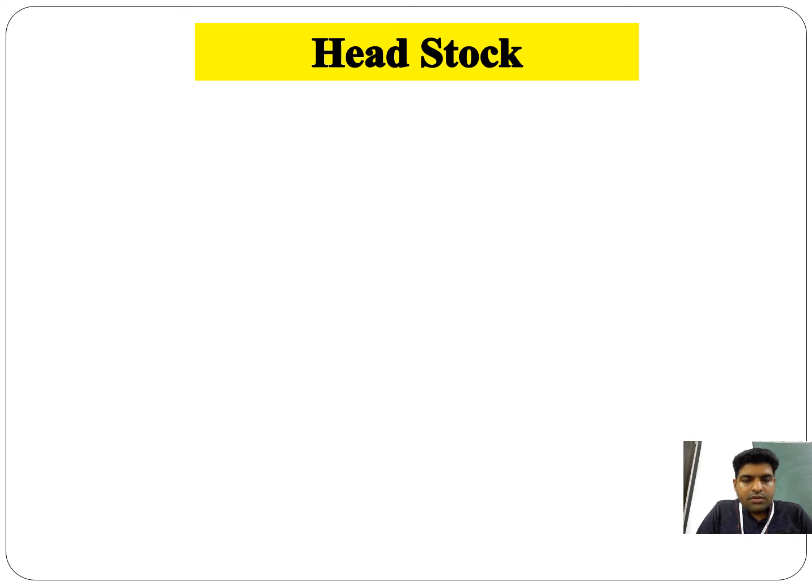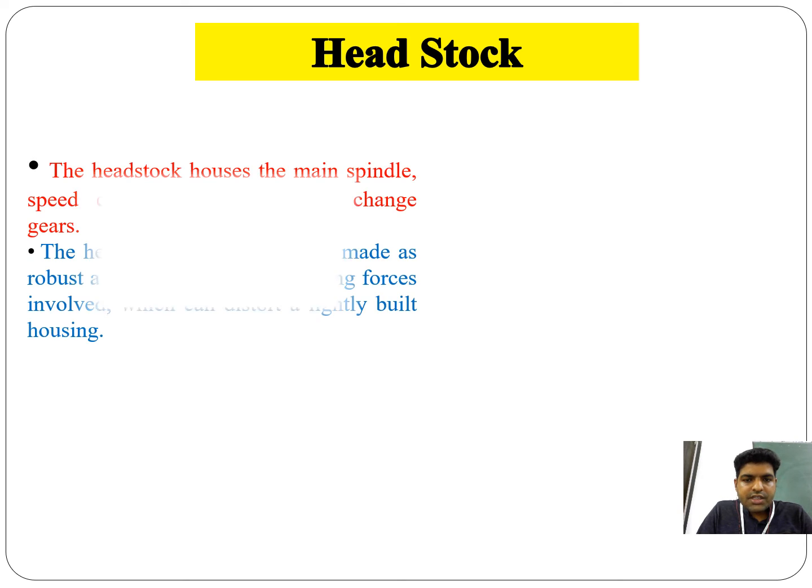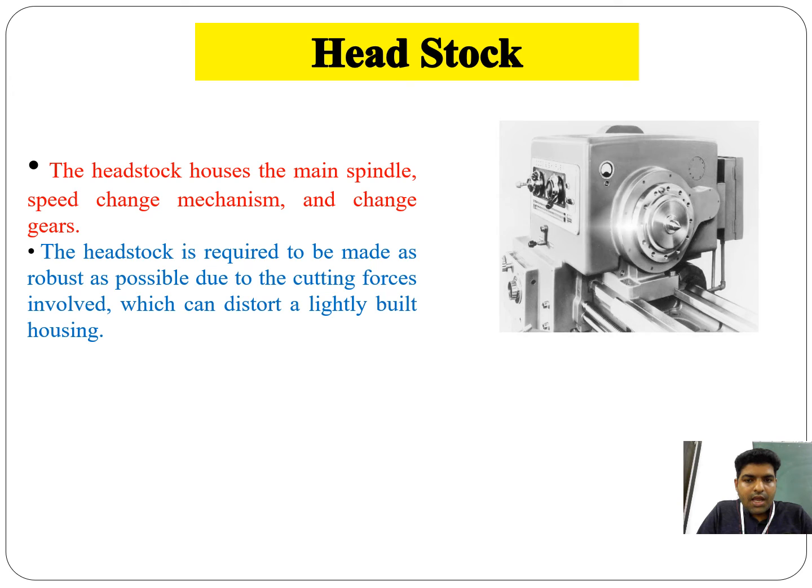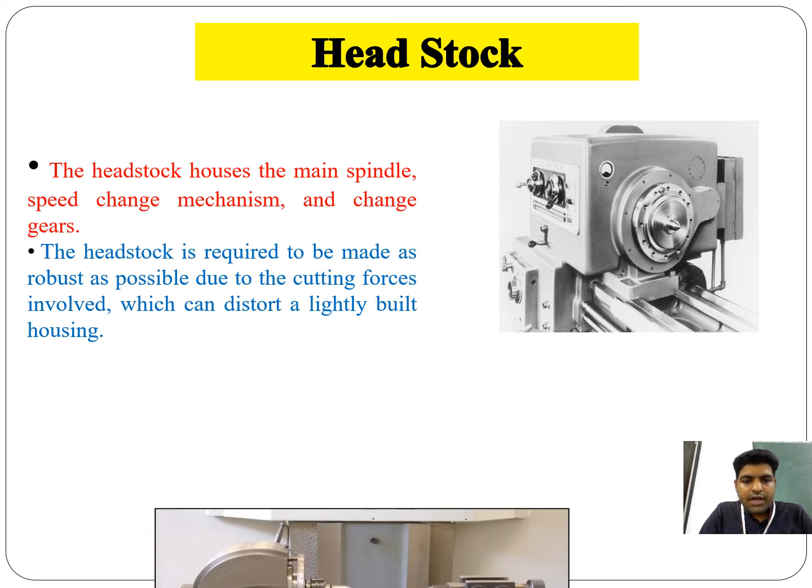Now, headstock. The headstock is permanently fixed and it is situated at the left hand of the lathe machine. Inside the headstock, all the drive mechanisms that rotate the workpiece are situated, and inside the headstock we also see all the gear arrangements and belt mechanisms.